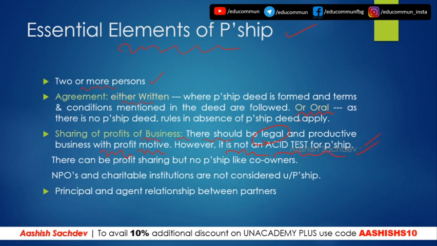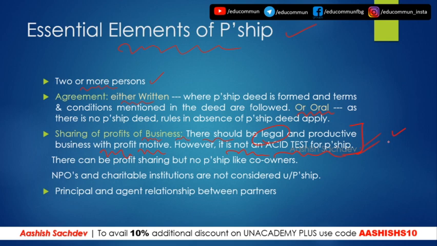Now what does it mean? That the partnership should be formed with the intention to conduct a business for a profit, and these profits should be divided among the partners. But divisibility of profits or a business generating profits is not the acid test for partnership. It means that it is not the conclusive evidence that there is a partnership.